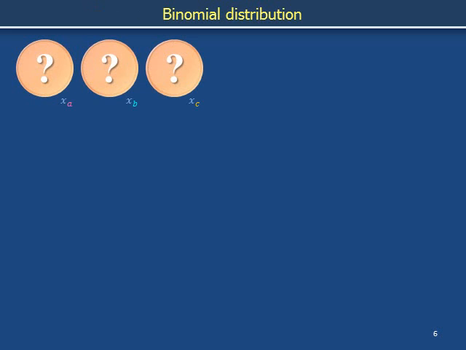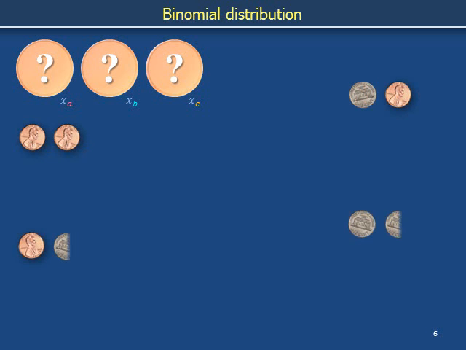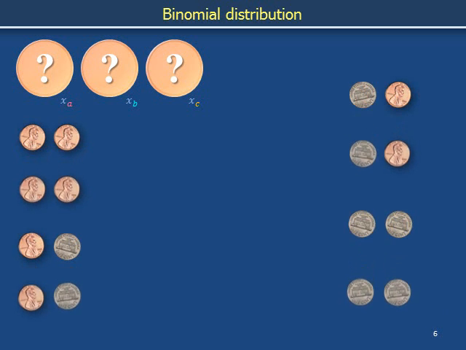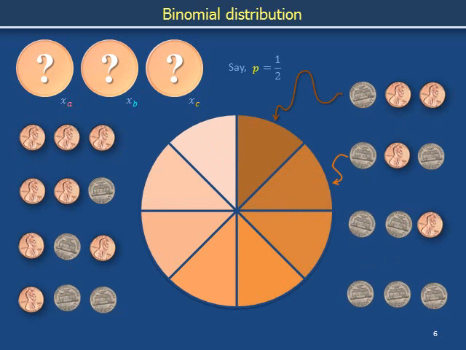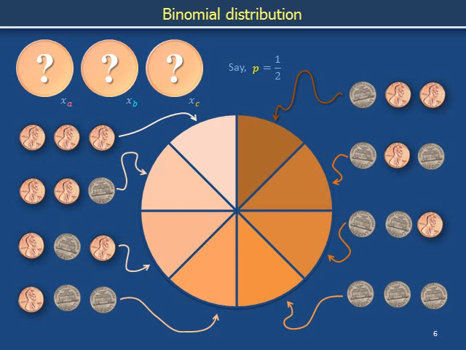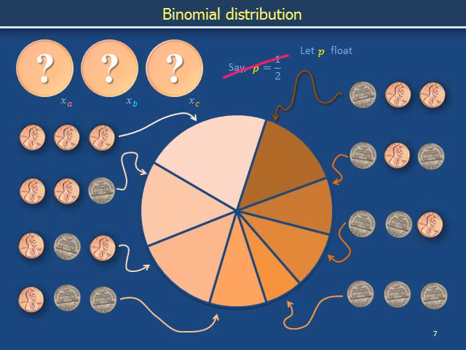Each outcome is specified by determining whether the first toss lands heads or tails, whether the second toss lands heads or tails, and whether the third toss lands heads or tails. If the probability of landing heads on any individual coin toss is p equals 1/2, then the probabilities for these 8 illustrated outcomes correspond to slices of a pie chart divided into equal areas. However, if p takes a value differing from 1/2, then the pie becomes biased and the areas of the slices uneven. Some configurations become more likely than others.